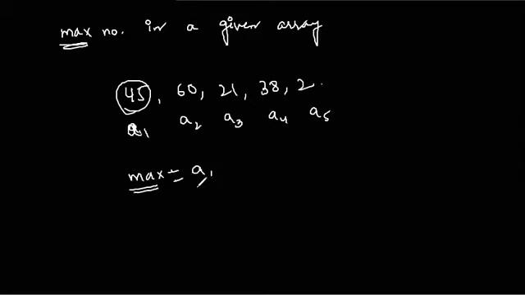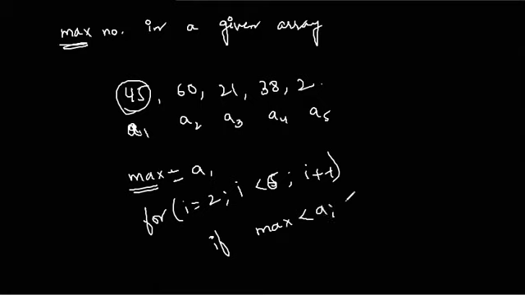And we check by using a for loop. We check all the rest of the elements. So I is equal to 2 to I less than 5, I plus plus, or we have to take I less than 6, I plus plus. Then over here, we keep on checking whether max is less than AI. If max is less than AI, then we change max is equal to AI. And this is the end of the problem.